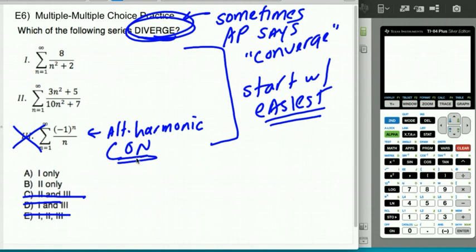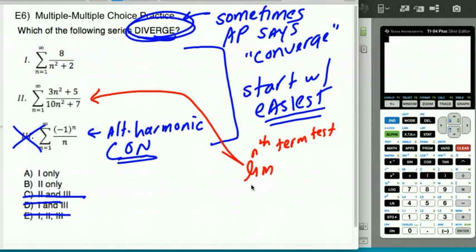Now, because all of those have answer 3, and alternating harmonic converges, the next thing I'm going to do is look at these two. There are 2 ways to think about this. Honestly, since I'm down to just 1 only and 2 only, I just have to look at any one of them. So I'm going to look at 2, and I'm going to recognize that the nth term test tells me this diverges.